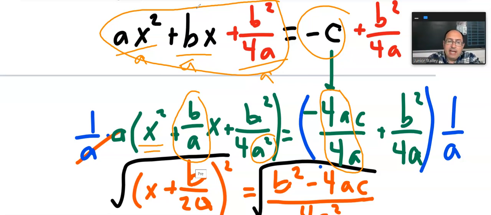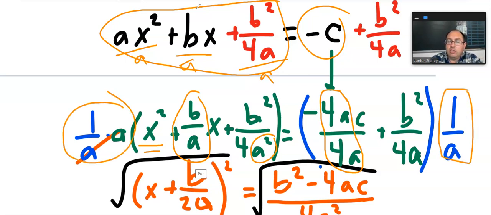Okay, now, I got that a pulled out. Notice what I did next. I multiplied by 1 over a to both sides of the equation. Now, why would I do that? Well, because I wanted that to cancel out. And on the other side, since this is a common denominator, the a would get multiplied, and that would give me a denominator of 4a squared.